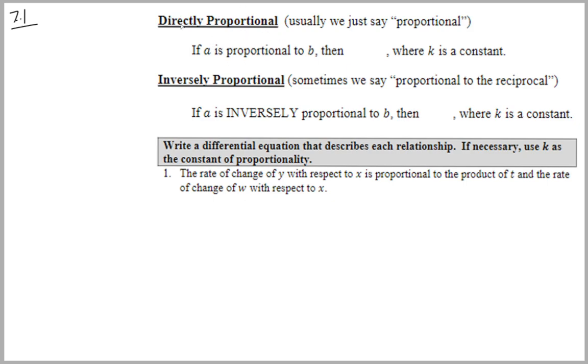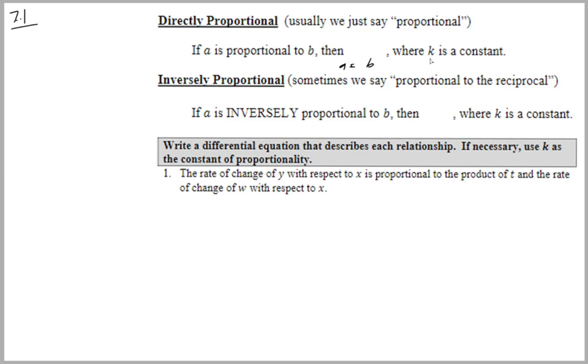So let's see, directly proportional. We have to understand proportions for this. So directly proportional, what does that mean? We say that something is proportional. It means that when A increases, then B also increases. So A is equal to B.